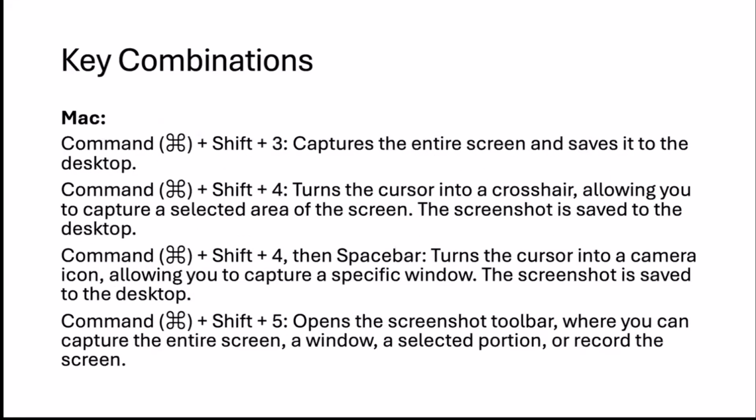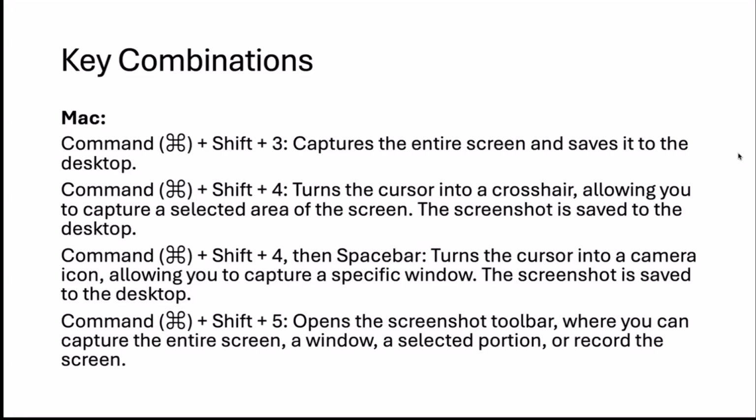On the Mac, Command plus Shift plus 3 captures the entire screen and saves it to the desktop. Command plus Shift plus 4 turns the cursor into a crosshair, allowing you to capture a selected area on the screen. The screenshot is saved to the desktop. Command plus Shift plus 4, then spacebar, turns the cursor into a camera icon, allowing you to capture a specific window. The screenshot is saved to the desktop.